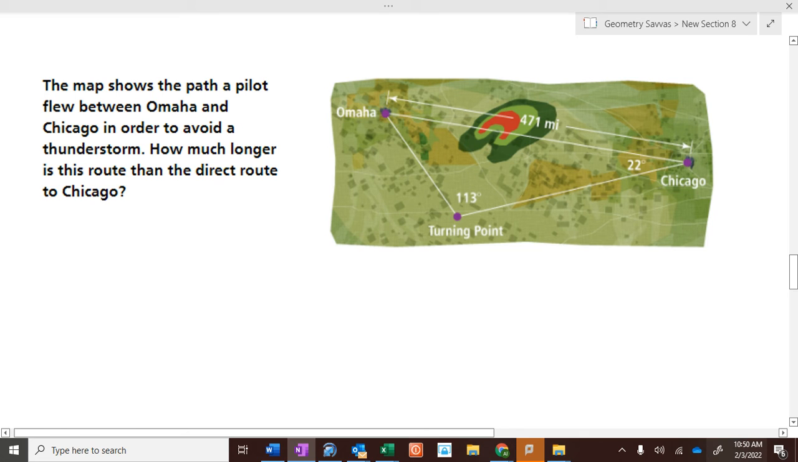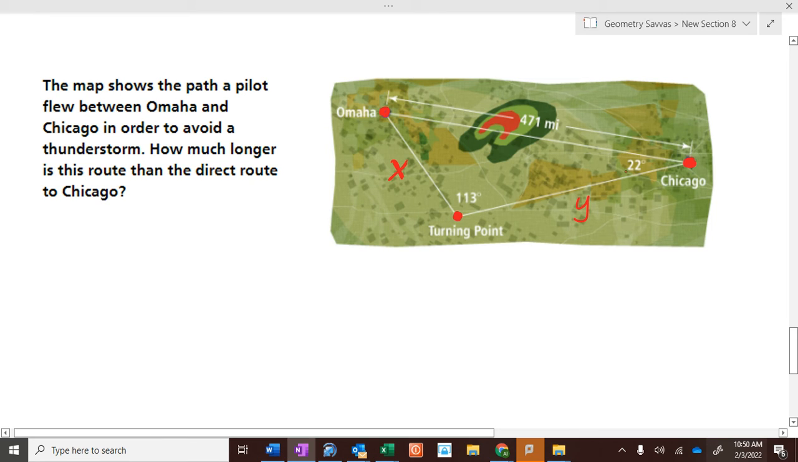Now we're going back to figure out sides. This airplane pilot is flying from Omaha to Chicago, but there's a bad storm in between Omaha and Chicago. So instead of flying directly, he flies around the storm. So he goes this way for a certain distance. We'll call it X. And then he turns 113 degrees and flies for Y until he gets to Chicago. How far did he fly if the normal flight path he would fly is 471 miles? How far did he actually fly?